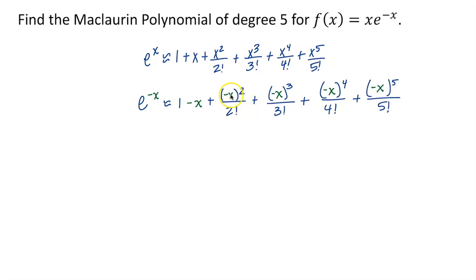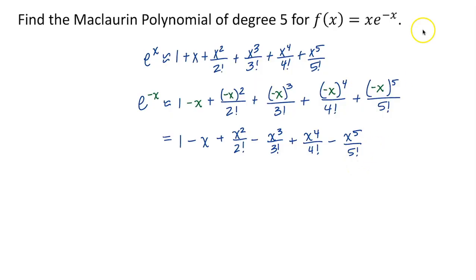So anytime we have a negative raised to an even power, that's just going to eat the negative. But if we have a negative raised to an odd power, the negative is going to stick around. So that's going to leave us with these alternating terms. So 1 minus x plus x squared over 2 factorial minus x cubed over 3 factorial plus x to the 4th over 4 factorial and minus the x to the 5th over 5 factorial.